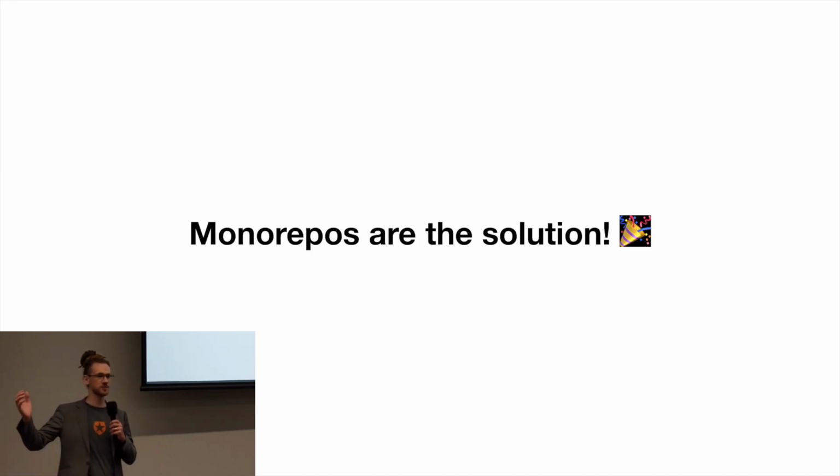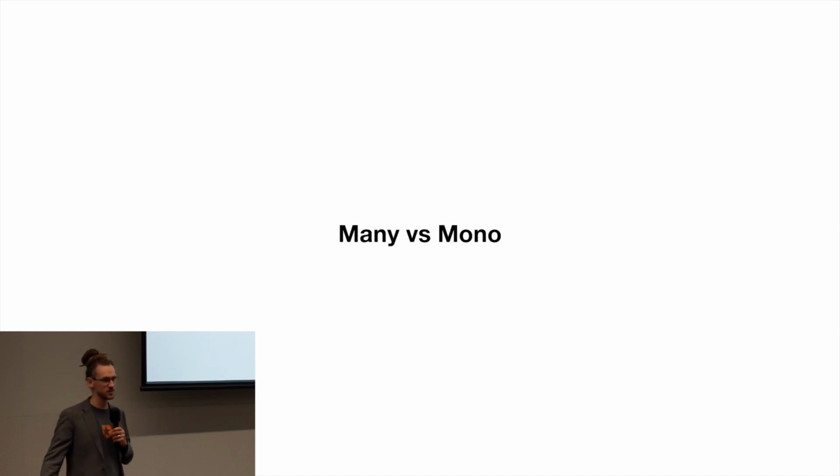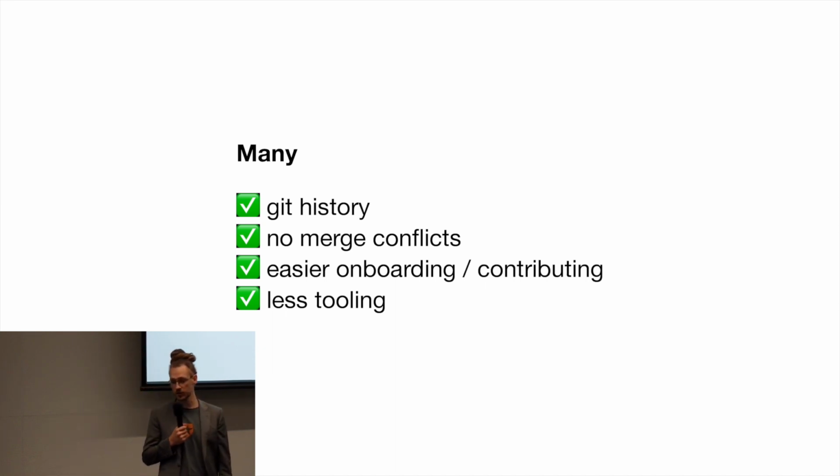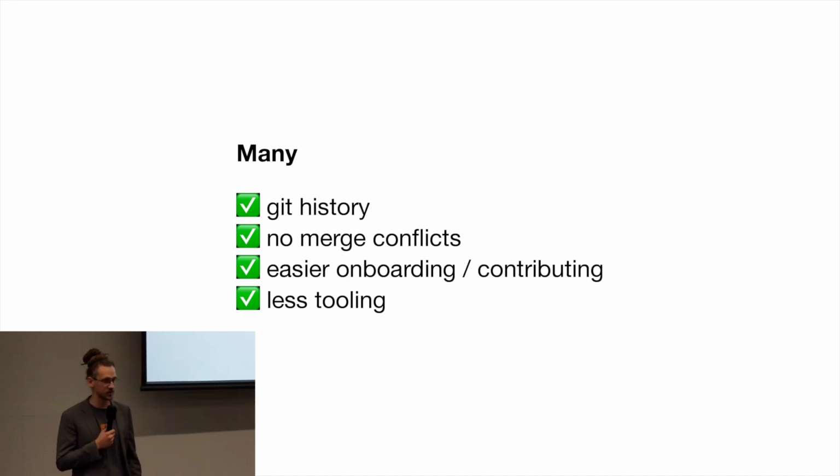Monorepos are the solution. Let's have a quick look at some pros and cons between many repos and monorepos. Many repos have a single Git history. This is usually the biggest point for people who are advocates for many repos: the Git history is clean. Every commit is related to that package. There's nothing else messing up the history. I was of this mind for quite a while, but when we get to the end, we'll see why that's no longer the case. No merge conflicts.